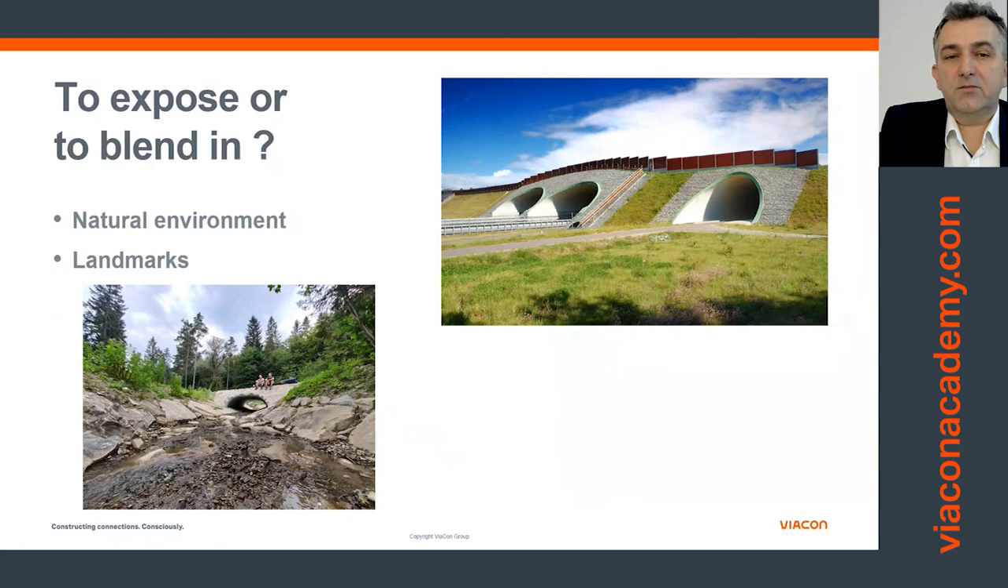The slopes on the embankment are paved, and the designer decides what type of paving material to choose. When designing bridges outside the cities, the designers have only two options. They can decide to expose the structure or to blend it with the surroundings. That's why when traveling on the motorways, we see, for example, the animal crossings, and they are exposed to the users of the road.